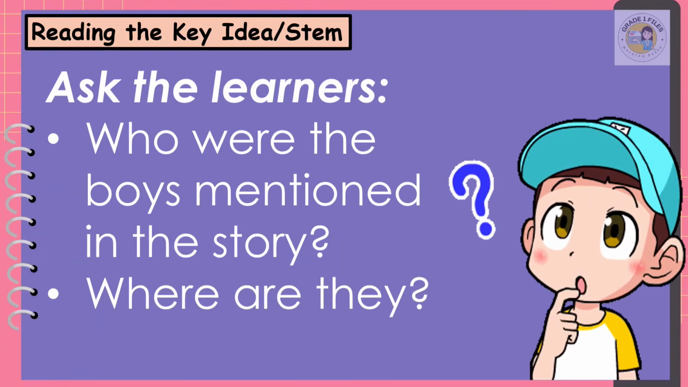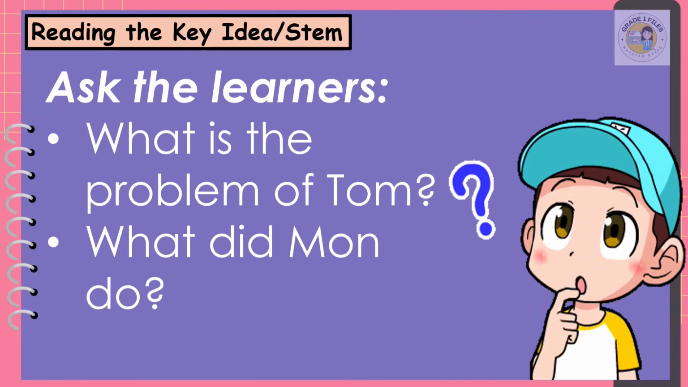Students, who were the boys mentioned in the story? Where are they? What is the problem of Tom? What did Mon do?